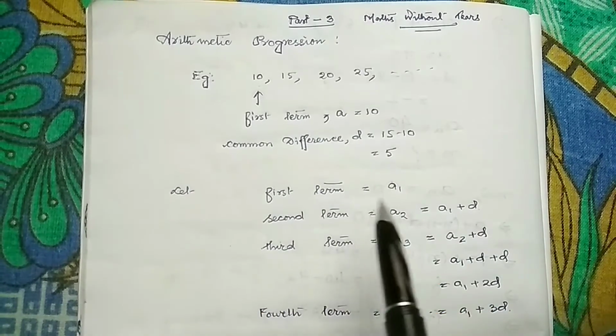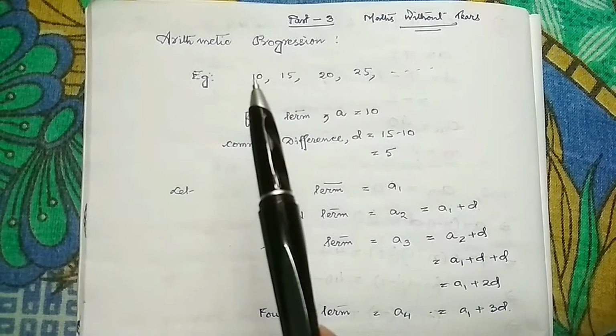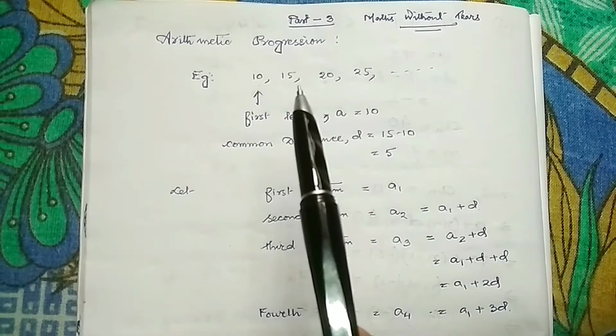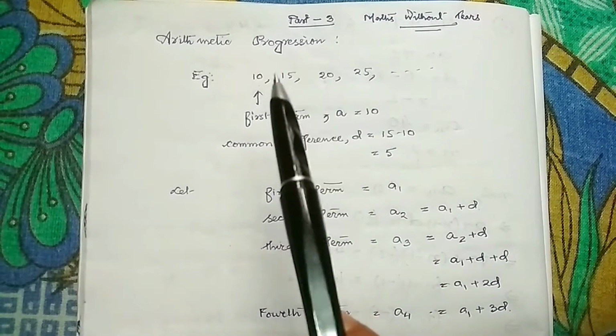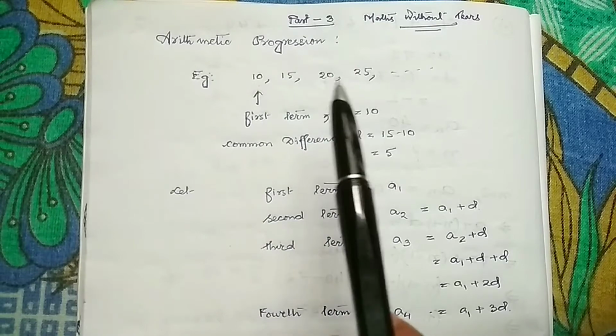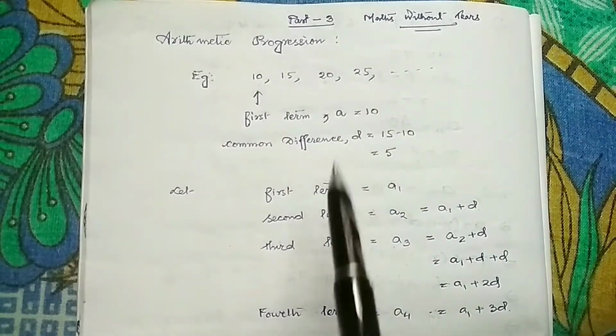Now whenever you are having first term A1, if I add common difference with it, I am going to get second term. When I add common difference with second term, I am going to get third term. And when I add common difference with the third term, I am going to get fourth term, and this way we can get the full series.